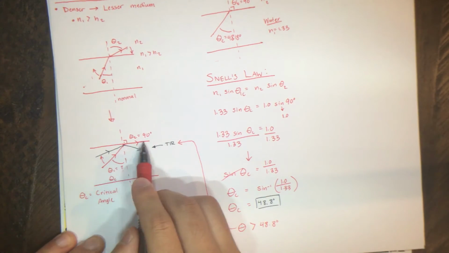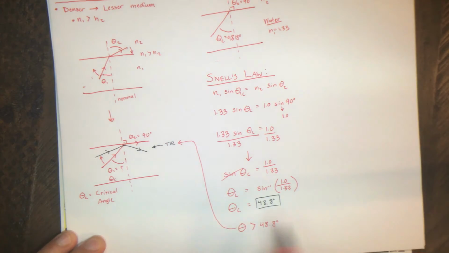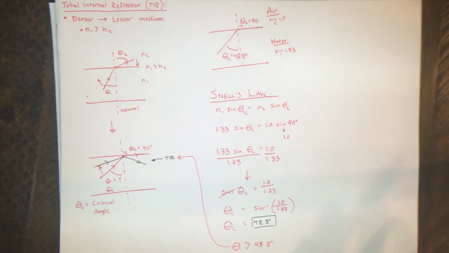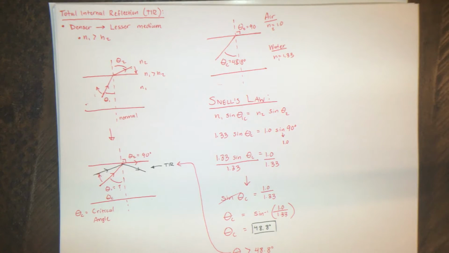So there is no refraction across the parallel, there's nothing going outwards. All we'll have is internal reflection, and that's all that we see. That is the concept of total internal reflection, basically, in a nutshell.